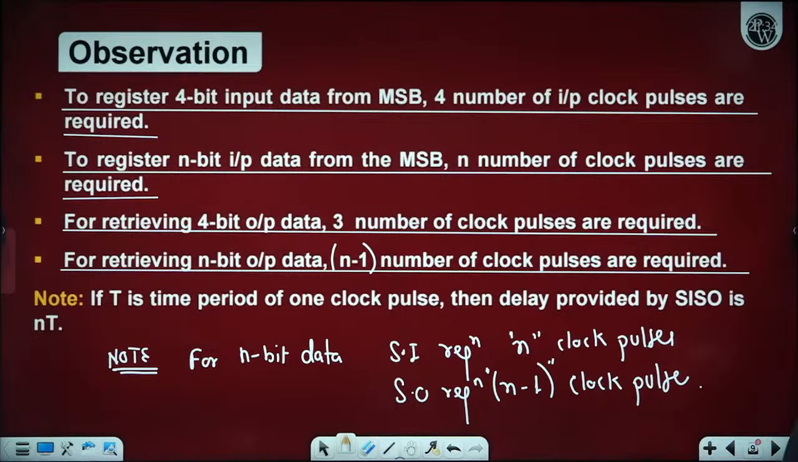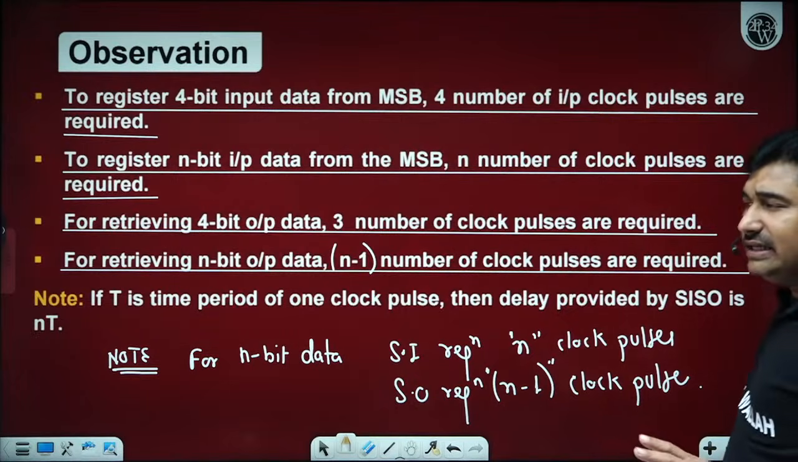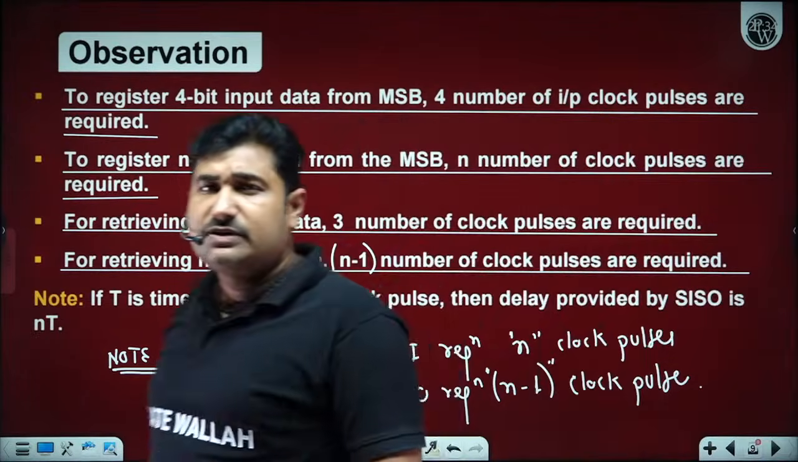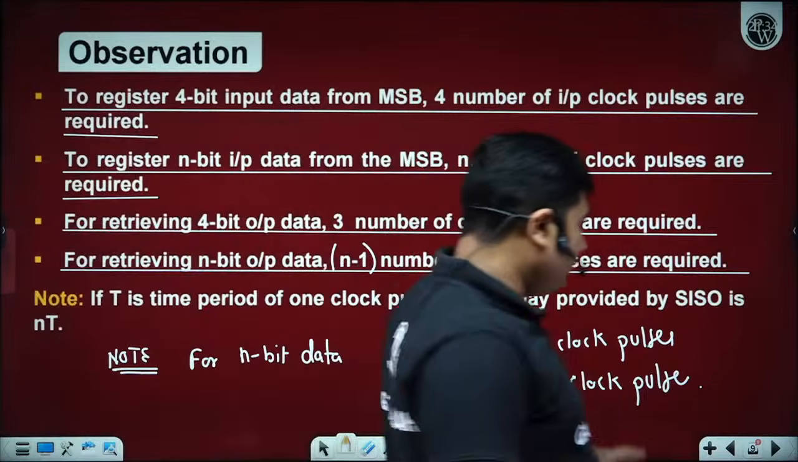Great, sir. So always remember, for any serial in register we require n clock pulses, and for serial out we require n minus 1 clock pulses.